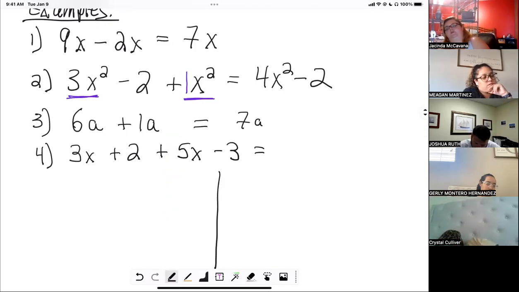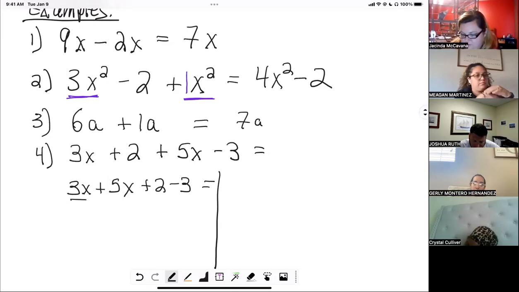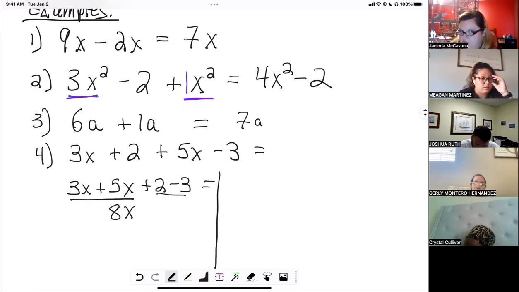One way that students like is they put the like terms together. They rewrite it like this: my x's in the front, and I put my non-x's in the back. And they combine it that way. So that is 3x plus 5x. Well, 3 plus 5 is 8, so I have 8x. And 2 minus 3 would be, okay, 3 minus 2 is 1, but 3 is negative, so it'd be minus 1.